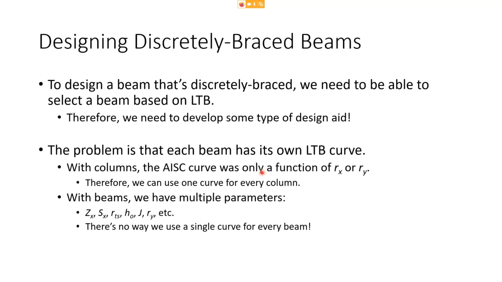You need the ZX, you need the SX, you need the RTS, the J, the H0 dimension. Each curve is a function of all these different parameters. Each beam has its own curve. There's no way that we can use a single curve for every shape, because each shape has their own. So we need a design aid, okay? We need some means of making our lives a little easier.